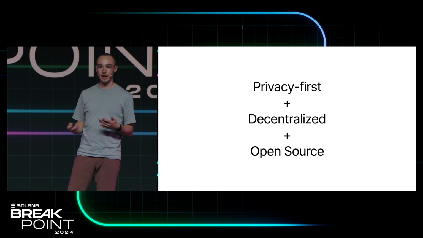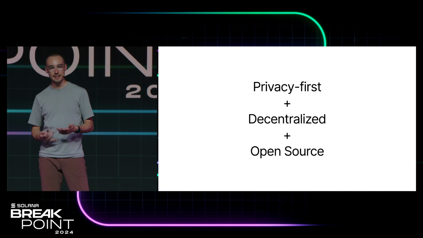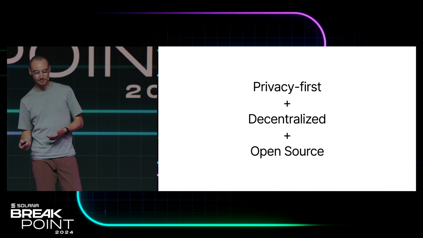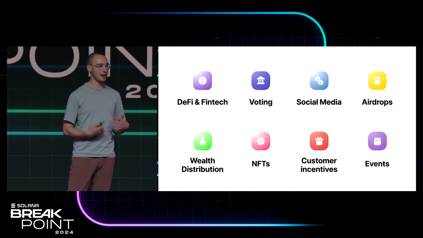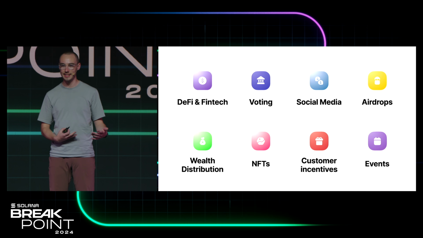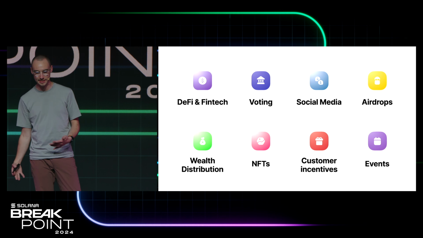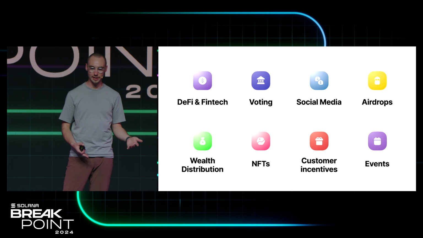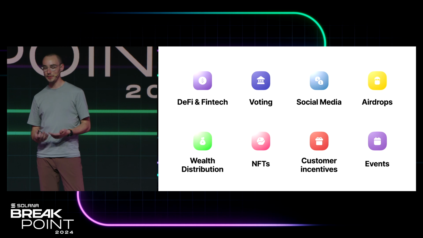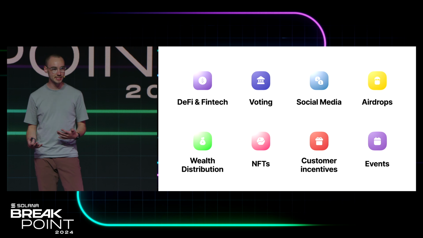We've built World ID to be privacy first, decentralized, and open source. And there's a lot of different use cases for World ID, right? Bot resistance and Sybil resistance make sense for a ton of different use cases. Personally, I think social media is a very obvious one, but a very applicable one. But my personal favorite is customer incentives.